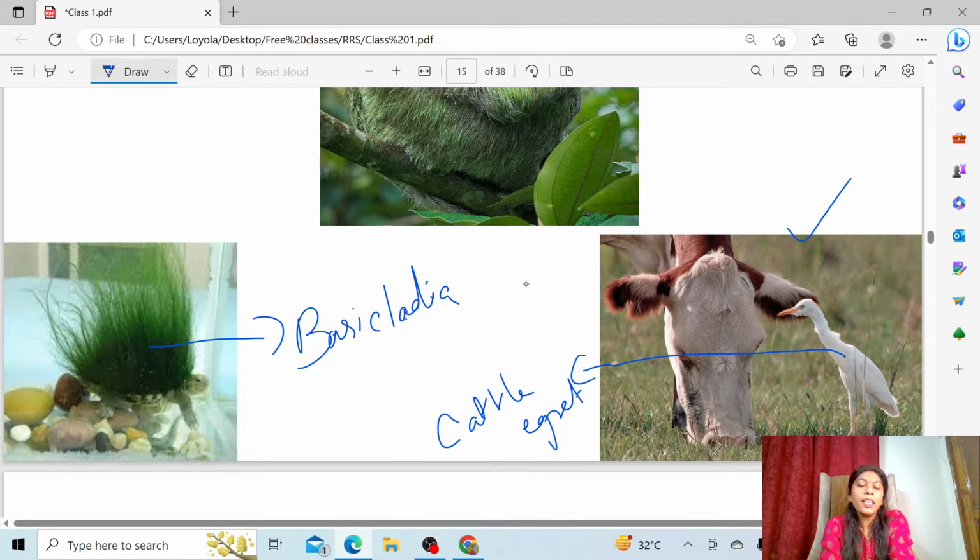So it will catch and eat the insect. Cattle egret. Same way, mynas also you can see near the grazing cattle. So this is Basicladia, which lives behind the back of a tortoise. Again, this is an example of commensalism only, because this tortoise is not getting any benefit, but Basicladia gets access to sunlight.